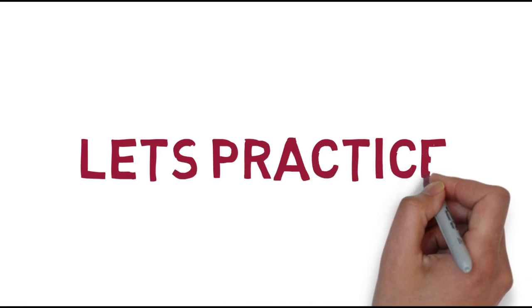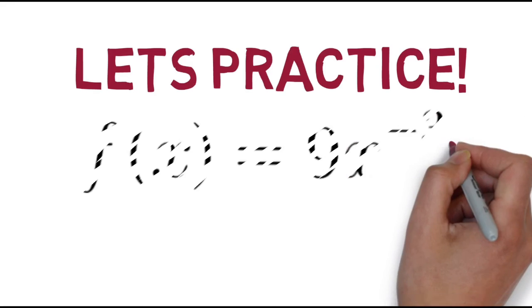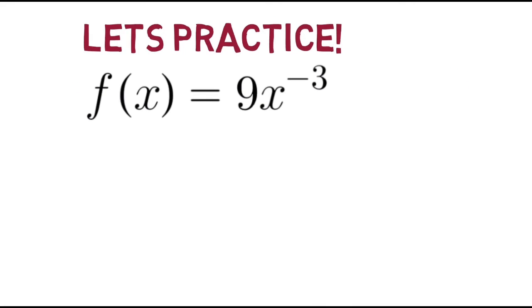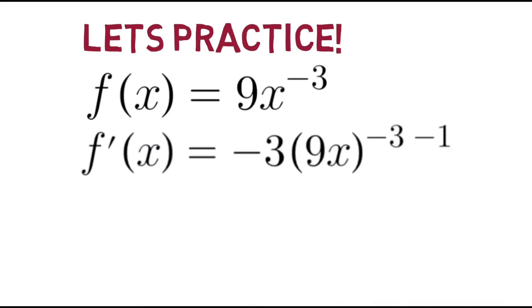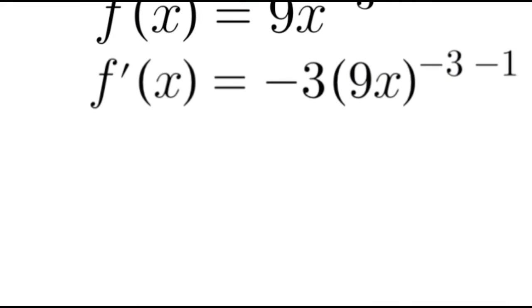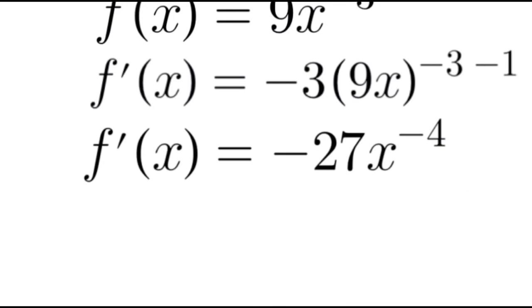Let's have some practice. F of x is equal to 9x to the power of negative 3. We then multiply negative 3 to 9x to the power of negative 3 minus 1. Our final answer is now f prime of x is equal to negative 27x to the power of negative 4.